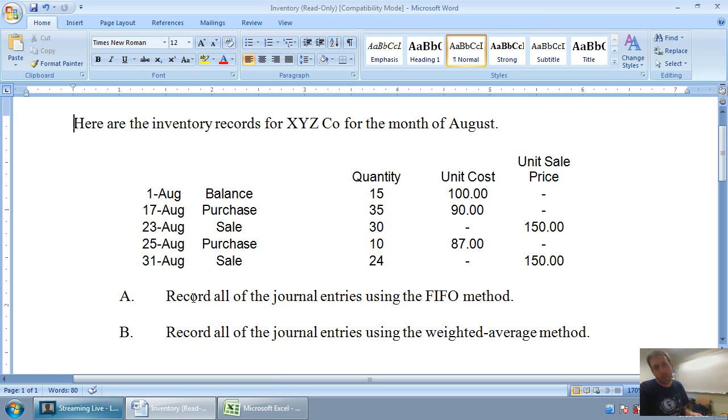Let's take a look at the example of this situation. We're just going to track this company's inventory using first in, first out, or the FIFO method. So it says, here are the inventory records of XYZ company for the month of August, and you can see they have a beginning balance, they make a purchase, a sale, another purchase, another sale, and we just want to keep track of their inventory using first in, first out. So we're going to do part A now, record all the journal entries using the FIFO method, and part B later, record all the journal entries using the weighted average method.